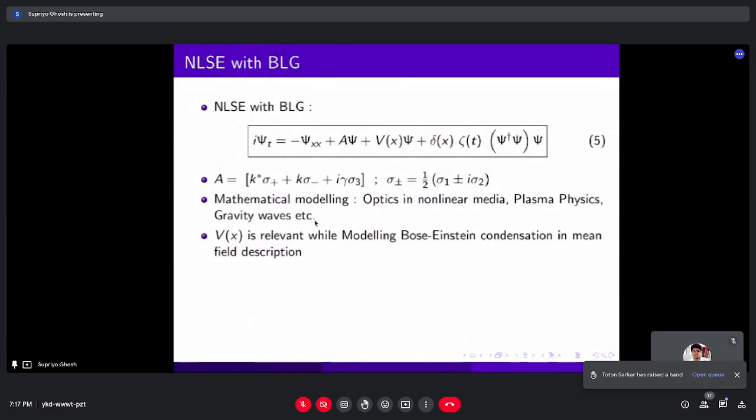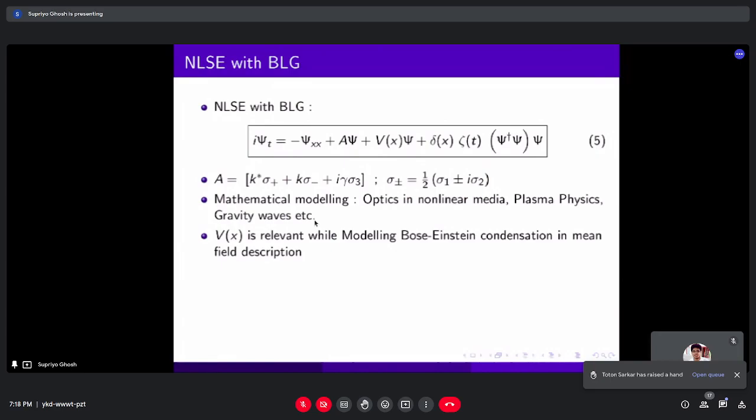And you see that the balanced loss and gain signature is in A, which we have already discussed. This kind of nonlinear Schrodinger equation is important in the context of mathematical modeling. It appears in the field of optics in nonlinear media, plasma physics, gravity waves, etc. And the potential term is relevant while modeling Bose-Einstein condensation in a mean field description.